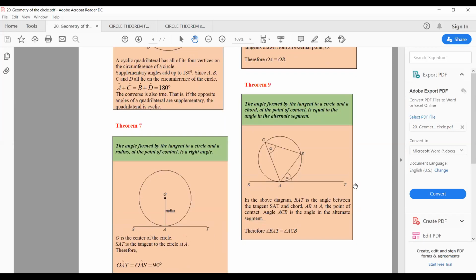The last theorem, the angle formed by the tangent to a circle and a chord at the point of contact is equal to the angle in the alternate segment. I'll repeat it one more time. The angle formed by the tangent, you're seeing this tangent here, right? To a circle and the chord is AB.